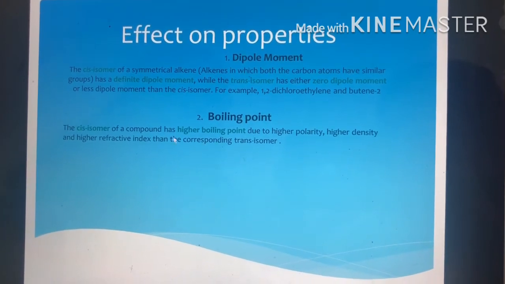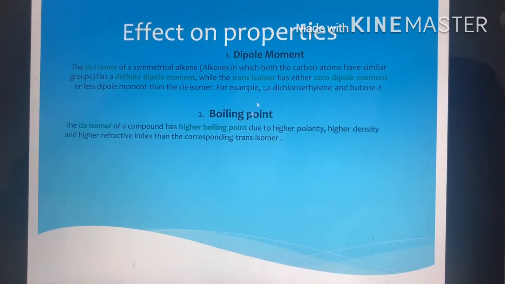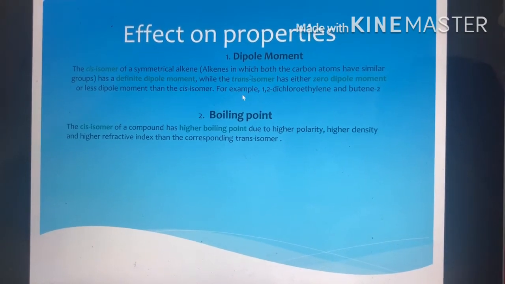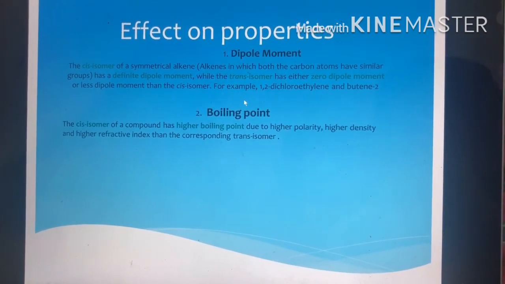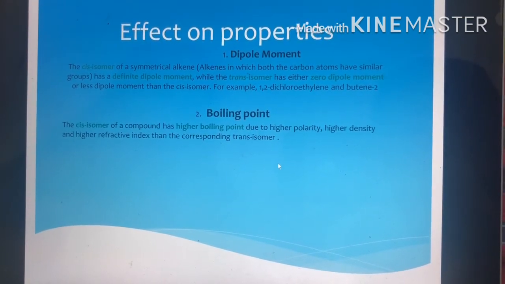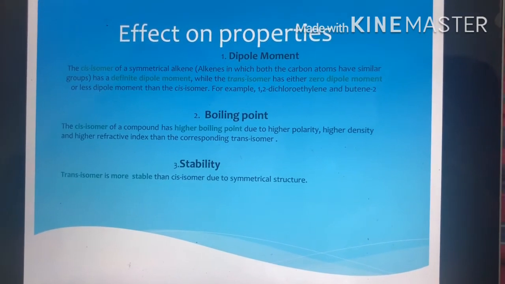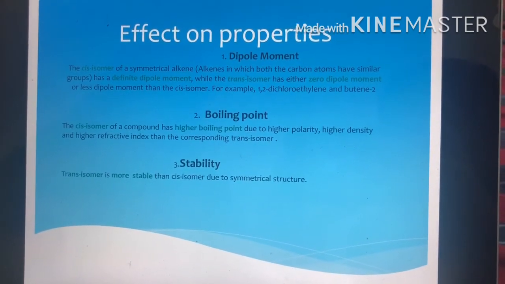Now the cis isomer will always show a higher boiling point because it is more polar due to the dipole moment. When there is polarity, there are more intermolecular forces. So it will show a higher boiling point than the trans isomer. And then comes the stability. Now the trans isomer is more stable.